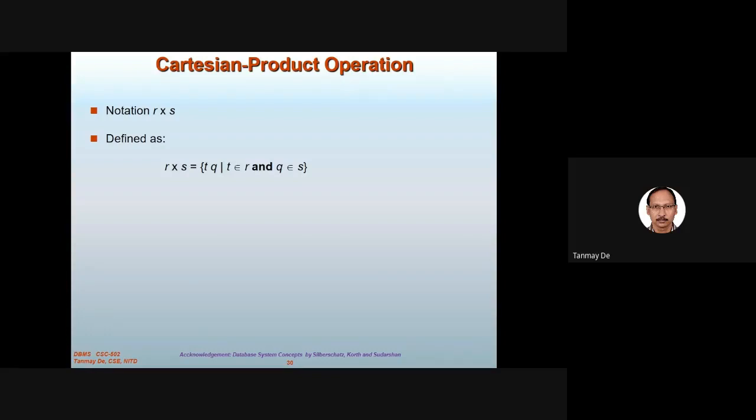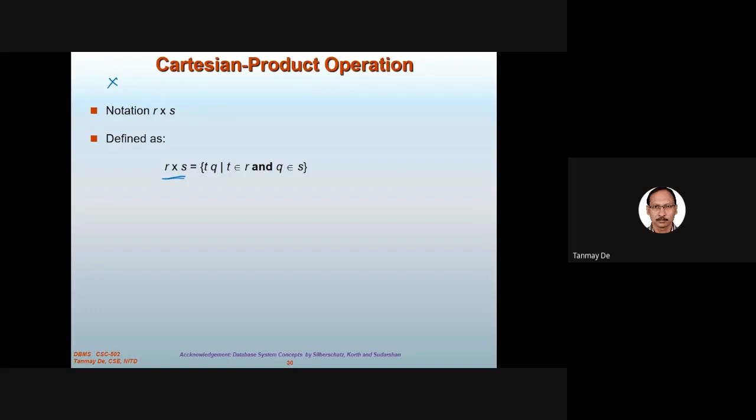Okay. The next operation is the Cartesian product. The Cartesian product is represented by a cross symbol. This operates on more than one relation. In this case, it operates on the relations R and S. So we can define R cross S, that is the Cartesian product of R and S.